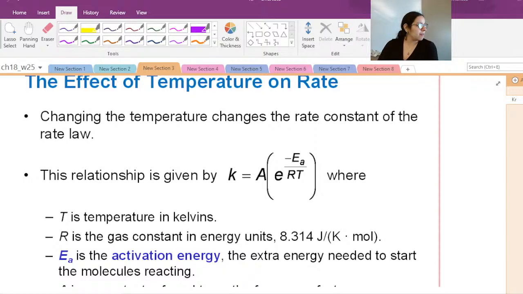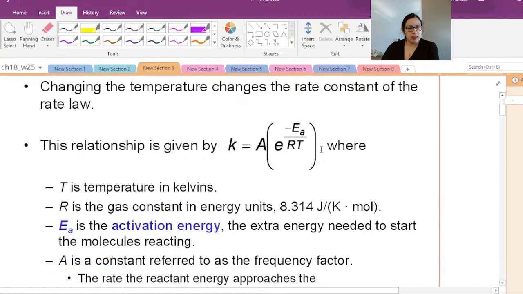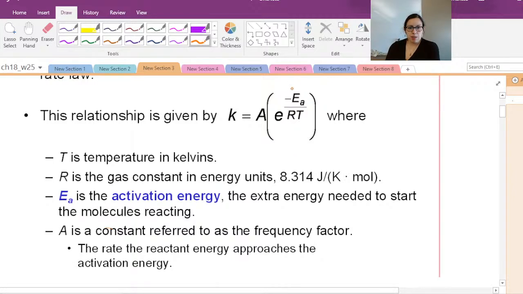And so we have our equation. Whatever our rate constant is equal to: A is going to be our frequency factor, so this is just going to end up being a constant, times e to the power of negative activation energy, so Ea, over RT. So just note your units in that.